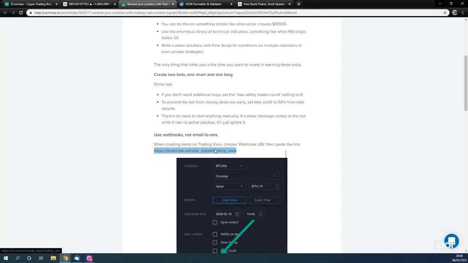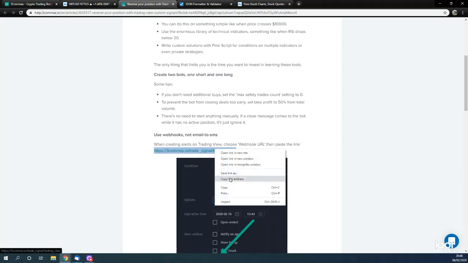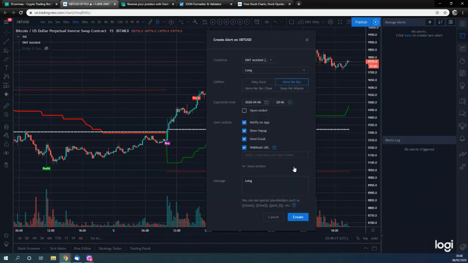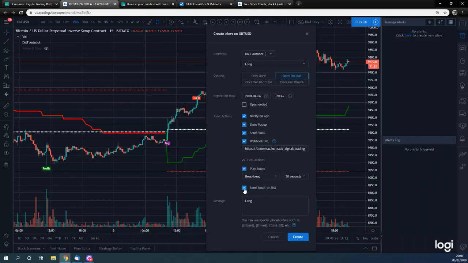So we basically copy this link, and then paste that into this webhook URL just here. So that will all be in there. That's what you need to have there. Right, so these more actions say send email to SMS, which we will unclick, and it can play sound if you want.